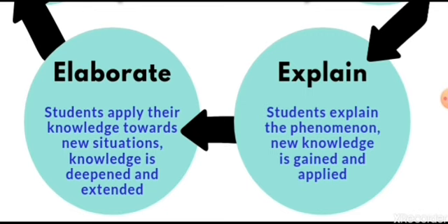Then we come to the next step, that is elaborate. Here, what is to happen? Elaborate is just the same as the application stage that we undertook in our previous traditional method. So what to do here? The teacher will make connections to other related concepts. The teacher will help the learner connect their knowledge to other known concepts.